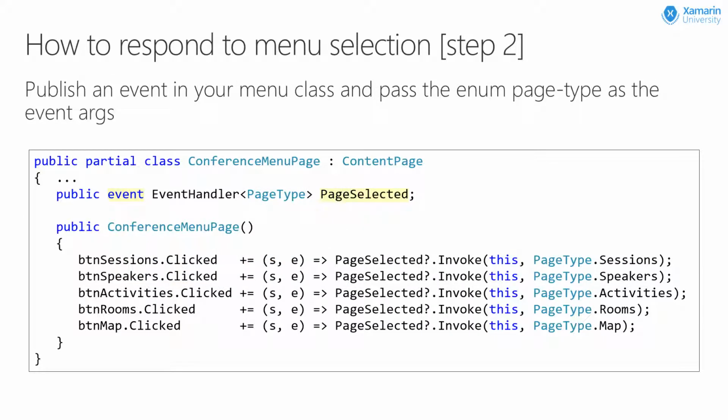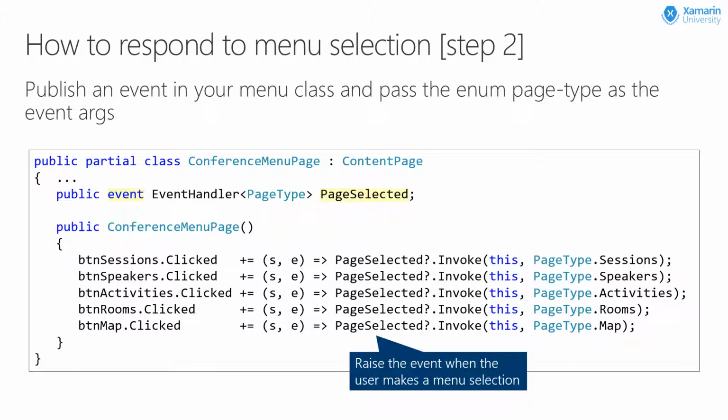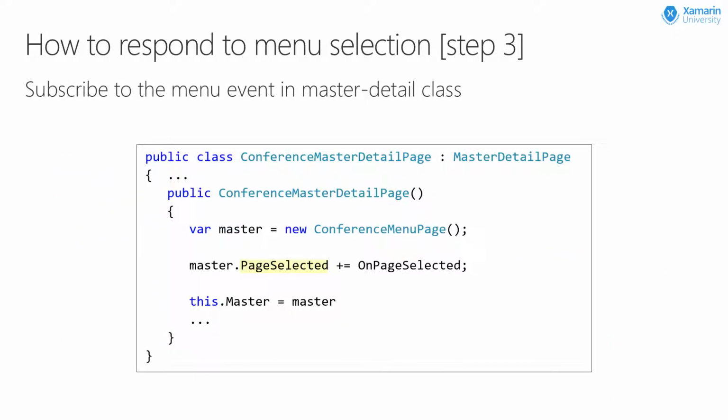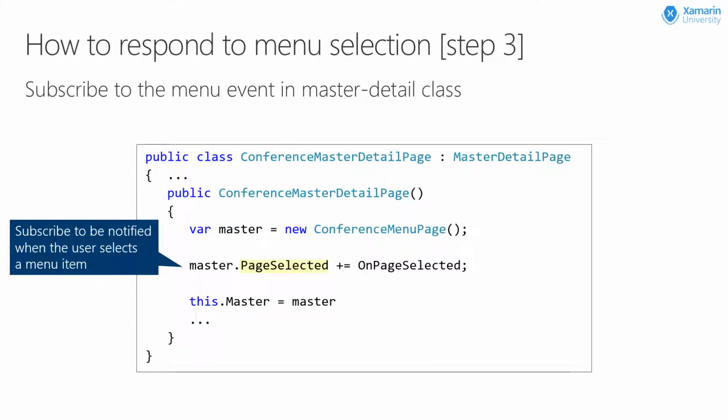Then in the master page, create an event that passes your enum. You'll raise the event anytime the user makes a selection, and then of course include the appropriate enumeration value. And then in the master detail page, we subscribe to the published event and we get notified whenever a user makes a selection. And notice this is just regular old .NET C#.